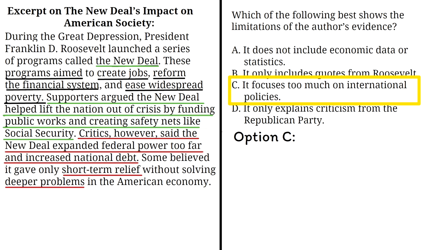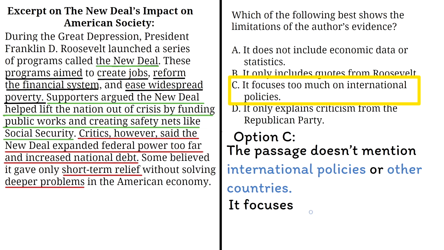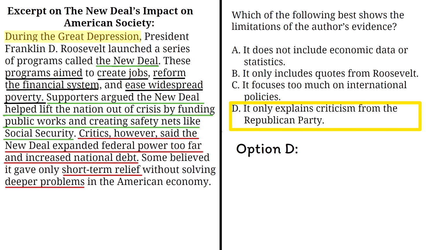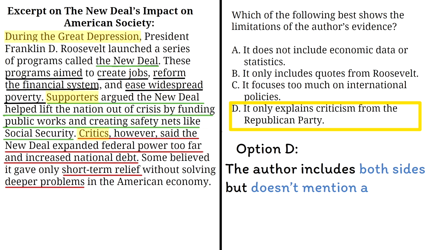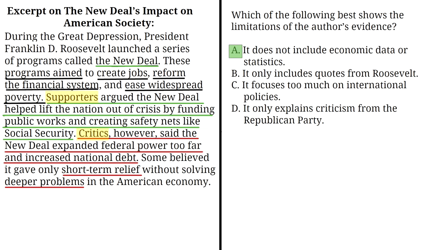Option C says, it focuses too much on international policies. This option is incorrect. The passage says nothing about international policies or other countries. It focuses only on domestic issues in the United States during the Great Depression. Option D says, it only explains criticism from the Republican Party. That's incorrect. The author includes both supporters and critics, and never mentions political parties like Republicans or Democrats. So the correct answer is A. It does not include economic data or statistics.